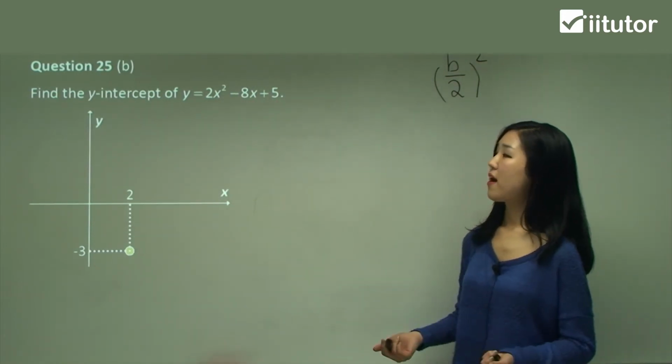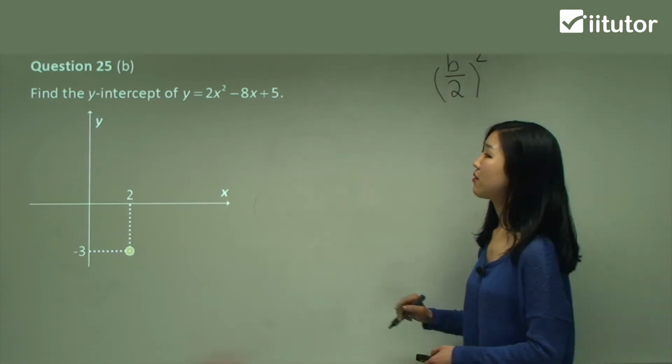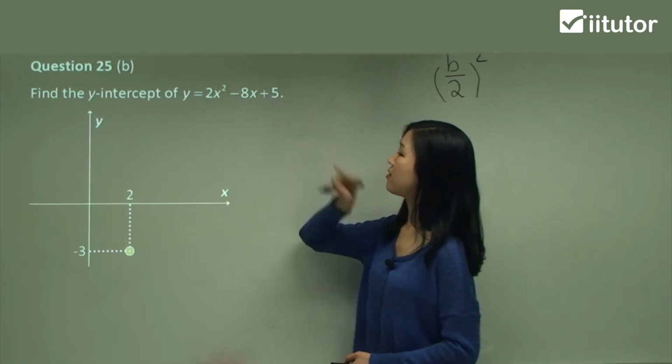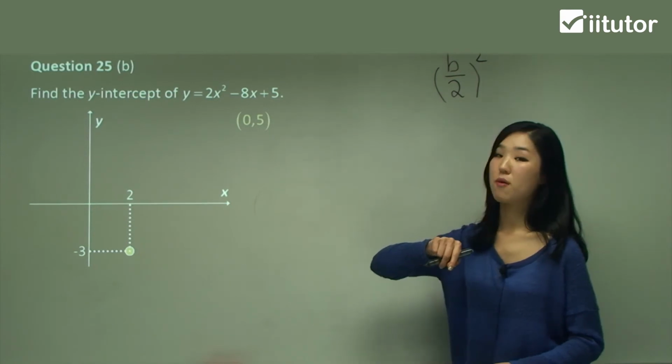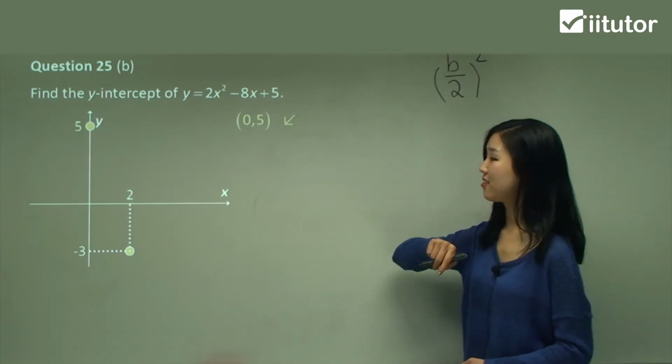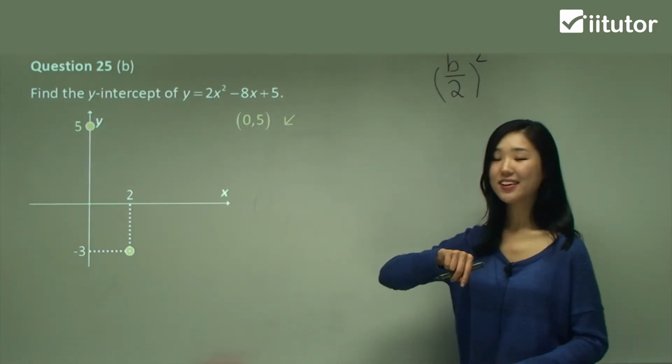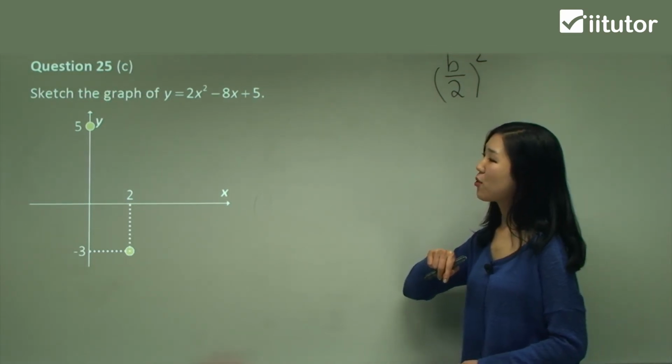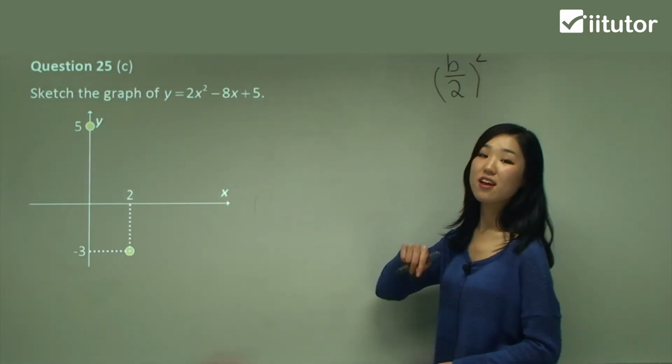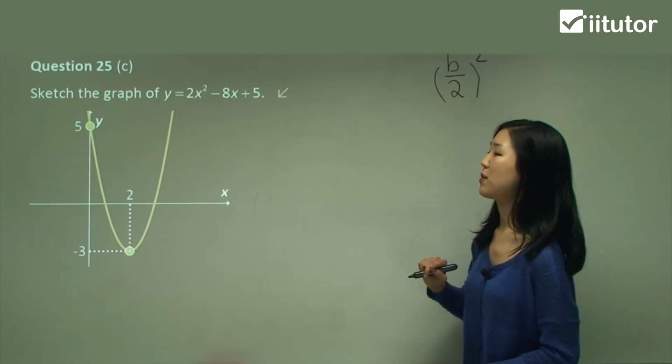Part B says find the y-intercept. Just sub in x equals 0. If those all become 0, we are left with 5. So the coordinates of the y-intercept is 0, 5. So just plot that in. Okay, so in part C, you're going to join those points and find the graph. That will be what it looks like.